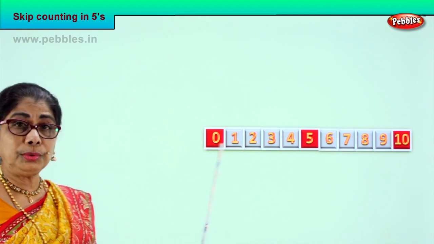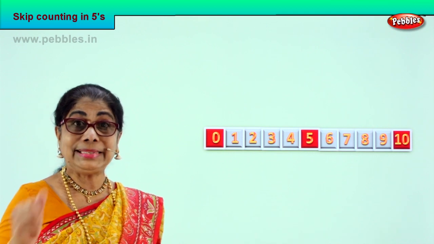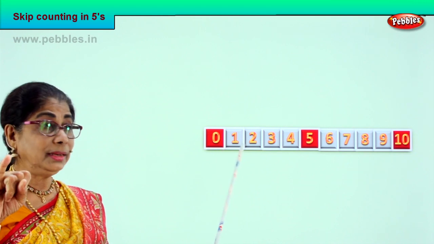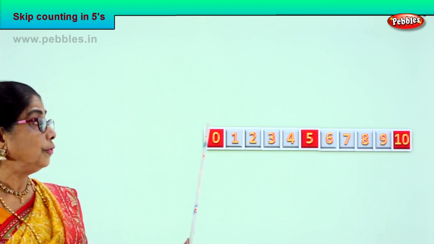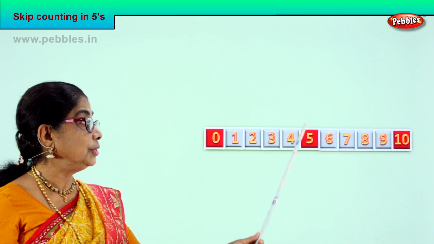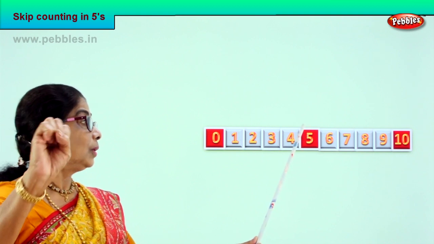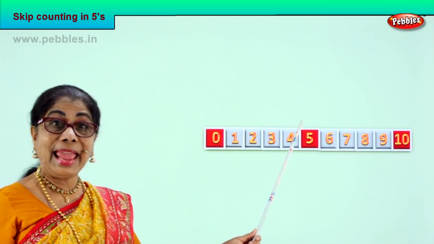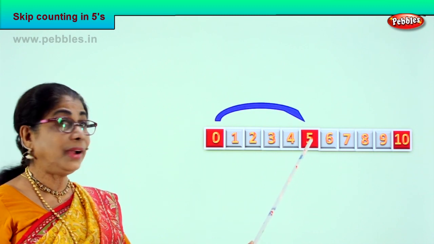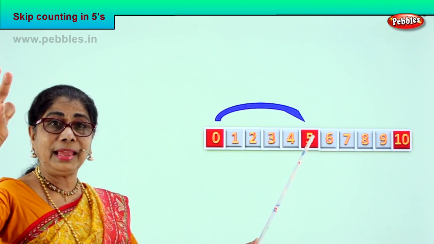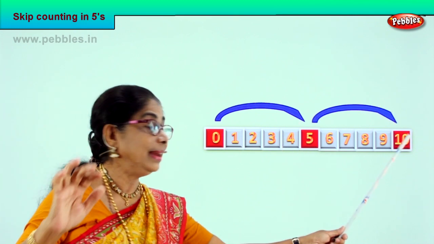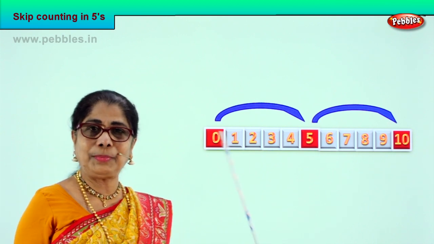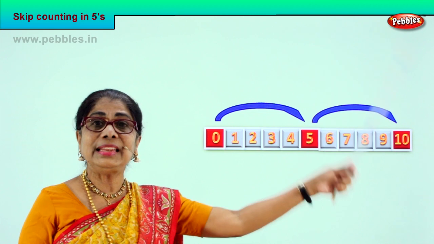We have 0 to 10. What is skip counting in 5? We begin with 0. 1, 2, 3, 4, 5. So you jump from 0 to 5. 1, 2, 3, 4, 5. Next. After 5, 6, 7, 8, 9, 10. So 0, 5, 10. Skip counting in 5: 5, 10.